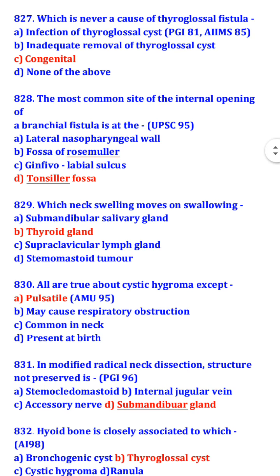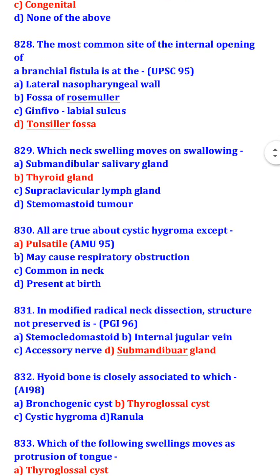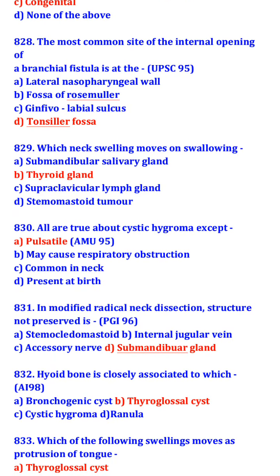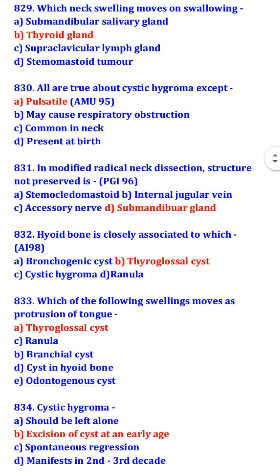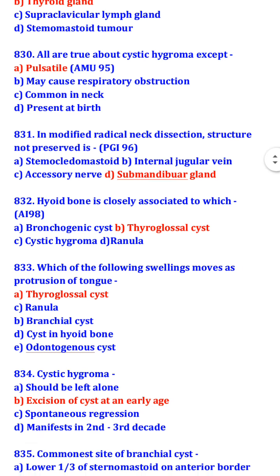Which neck swelling moves on swallowing? Thyroid gland. All are true about cystic hygroma except pulsatile. It is not pulsatile. So which are the features? It may cause respiratory obstruction, common in neck and present at birth. In modified radical neck dissection, structure not preserved is submandibular gland. So which are preserved? Sternocleidomastoid, internal jugular vein, and accessory nerve.